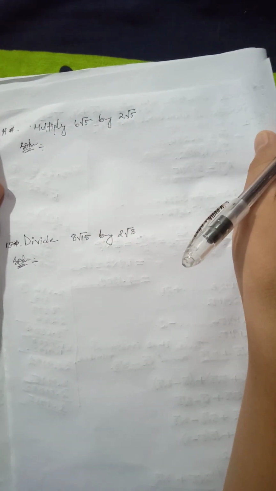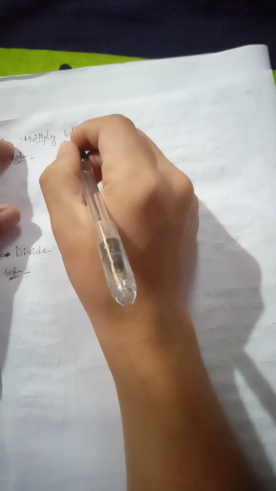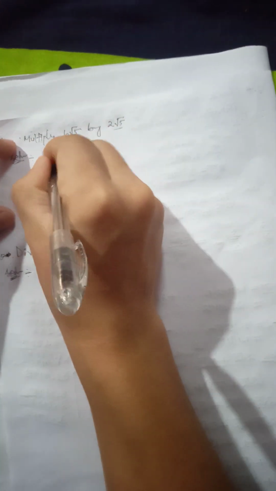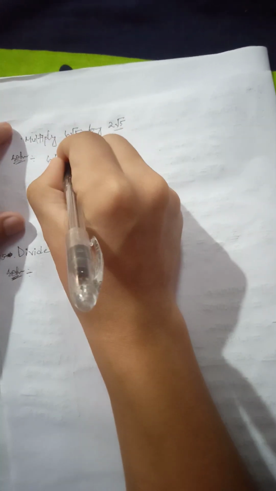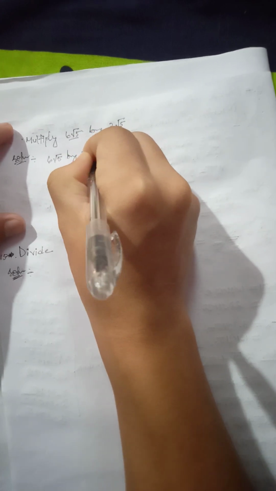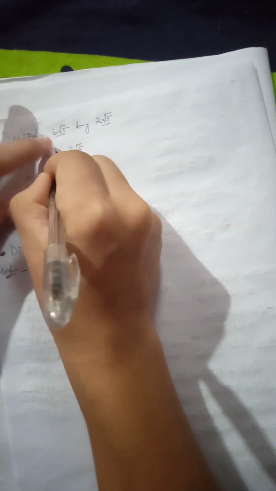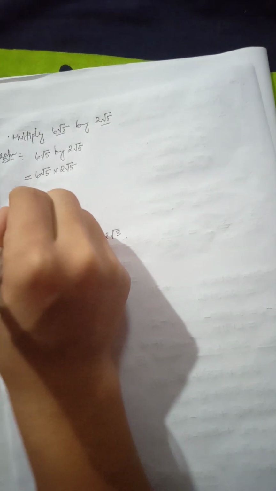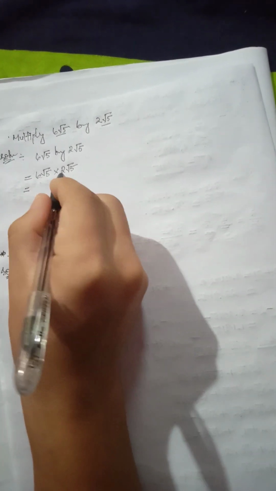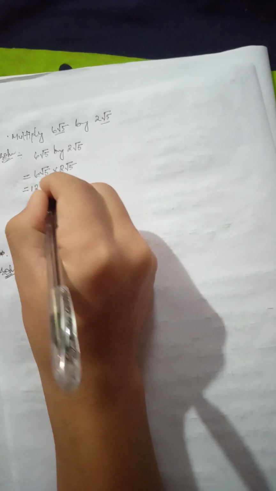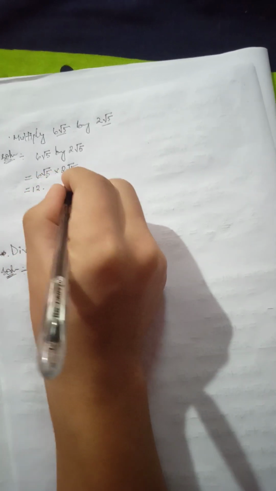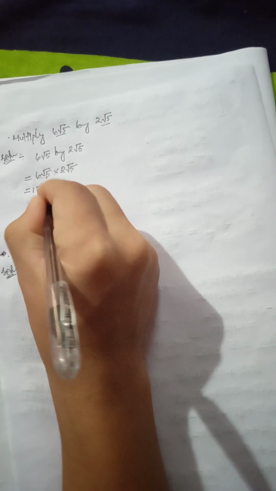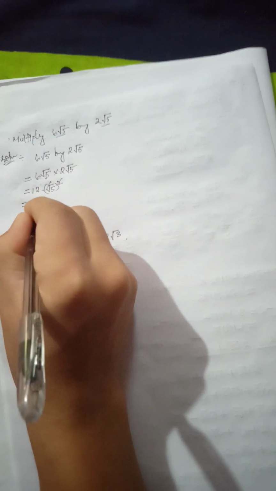That is, multiply 6 root 5 by 2 root 5. So you have to multiply this with this. That is 6 root 5 by 2 root 5. Here let us take 6 root 5 into 2 root 5. Then 6 times 2 will give you 12. Root 5 into root 5 will give you root 5 whole square. Square and root cancel, so 12.